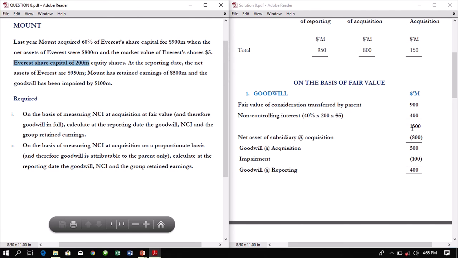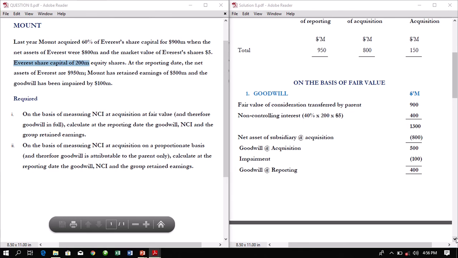What do you do next? You less your net asset of subsidiary at the date of acquisition. Coming back here, this is my net asset at the date of acquisition, which is 800. If I less my 800 here, I will have goodwill at acquisition to be 500. And if you check, the question says that there is impairment. Checking this question, the question says that goodwill has been impaired by 100 million. So lessen my impairment, gives me my goodwill at the reporting date to be 400. Very easy and straight.